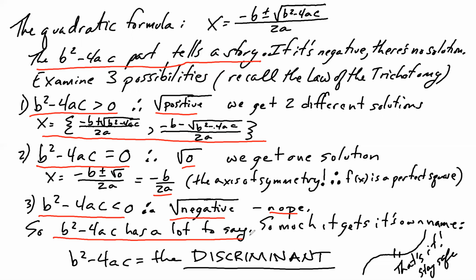As a matter of fact, we can look at it and tell how many solutions there are in the quadratic. We give it its own special name. I know it's called the radicand, but because it plays such an important role, it's also better known as the discriminant. And that's it for today, guys.